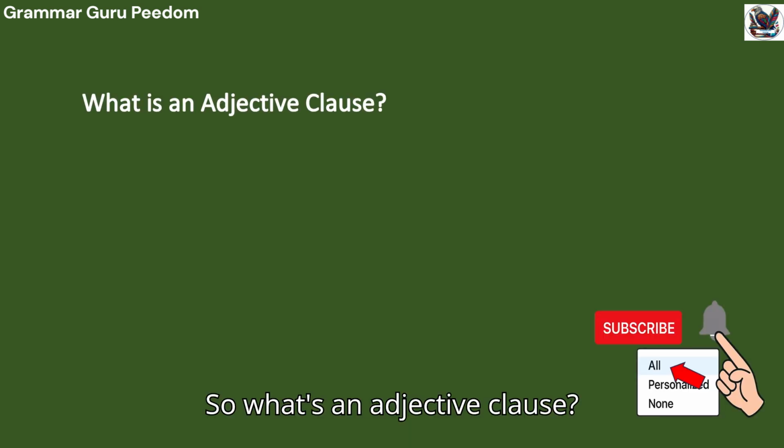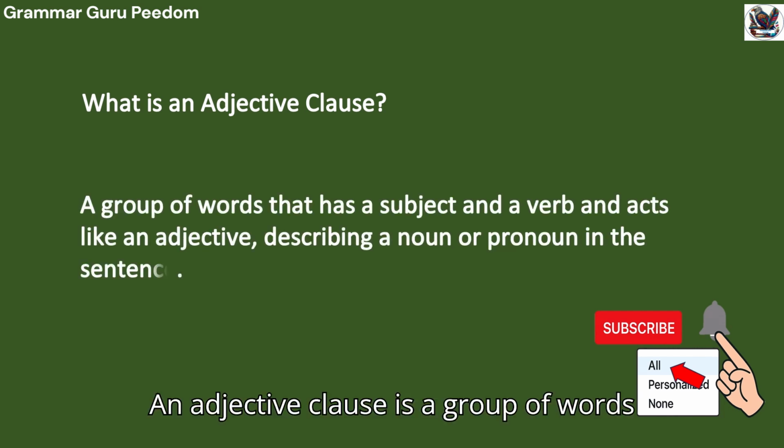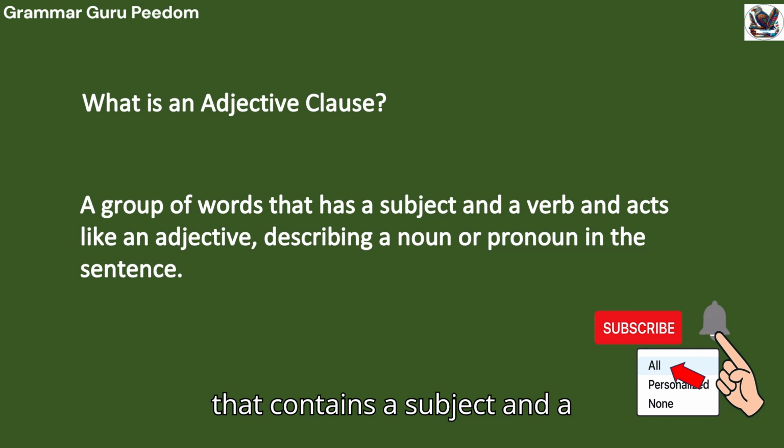So, what's an adjective clause? An adjective clause is a group of words that contains a subject and a verb and acts like an adjective describing a noun or pronoun in the sentence.